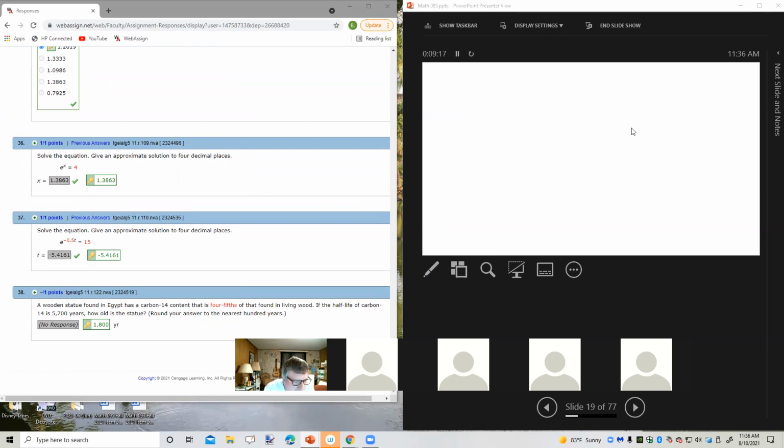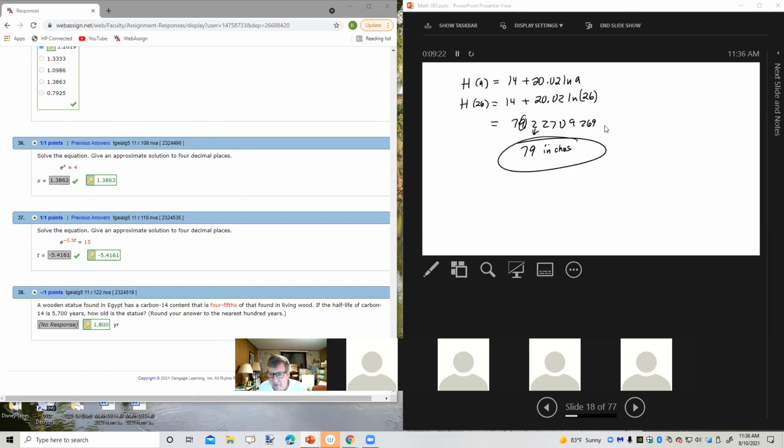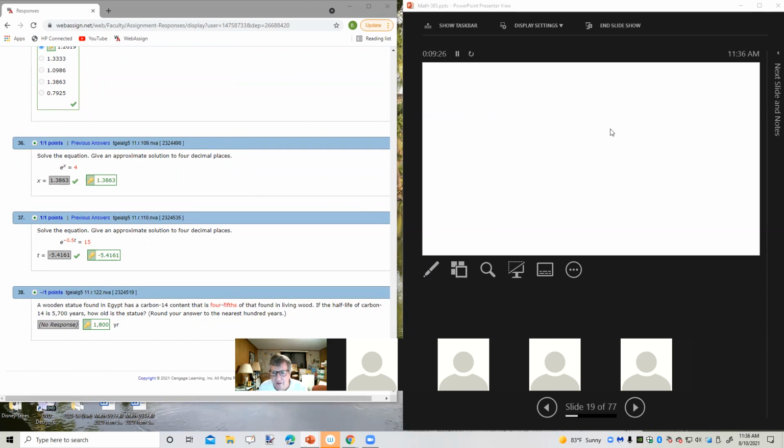Number 38, a wooden statue. All right. A wooden statue found in Egypt has a carbon-14 content that is 4/5 of that found in living wood. If the half-life of carbon-14 is 5,700 years, how old is the statue? Round your answer to the nearest 100 years.